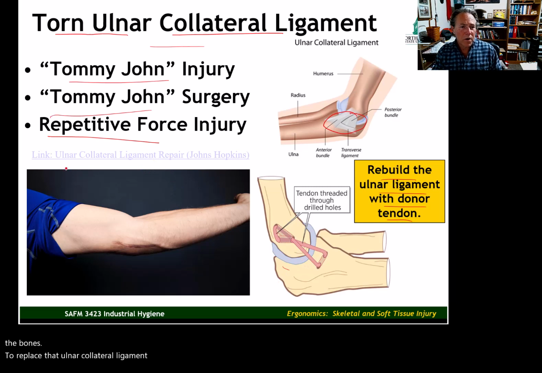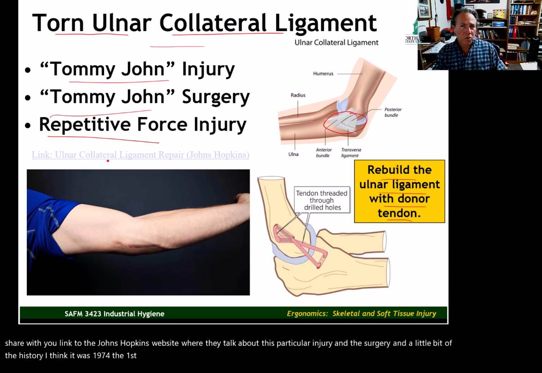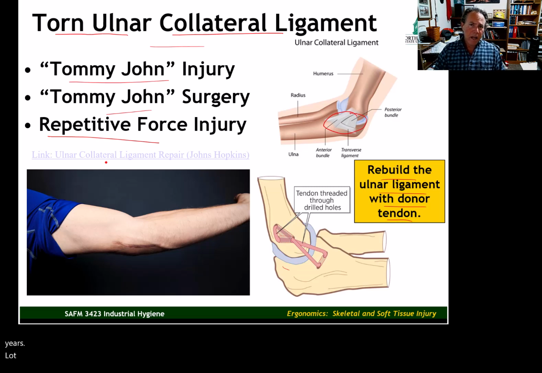If you would like to read more about Tommy John injury, Tommy John surgery, I can share with you a link to the Johns Hopkins website where they talk about this particular injury and the surgery, and a little bit of the history. I think it was 1974, the first year when the first surgery was performed, and it has helped a lot of pitchers over the years.